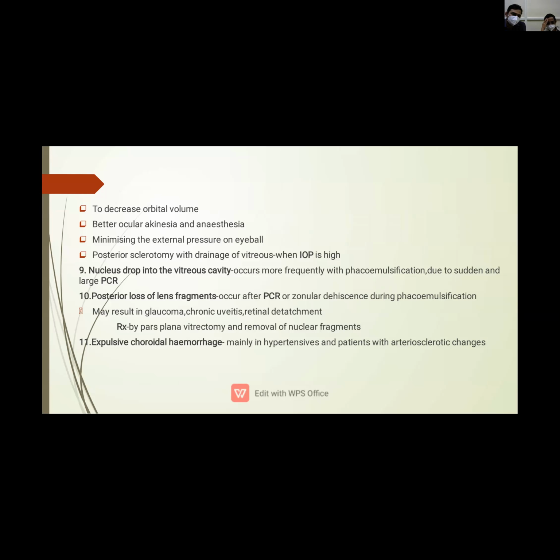Nucleus drop into the vitreous cavity. It occurs more frequently with phacoemulsification due to sudden and large posterior capsular rupture. Posterior loss of lens fragments occurs after posterior capsular rupture or zonular adhesions during phacoemulsification. It may result in glaucoma, chronic uveitis, retinal detachment. It can be treated by pars plana vitrectomy and removal of nuclear fragments. Expulsive choroidal hemorrhage is mainly seen in hypertensive patients and patients with arteriosclerotic changes.